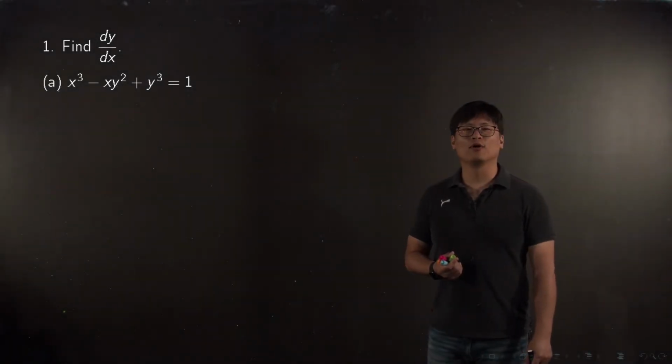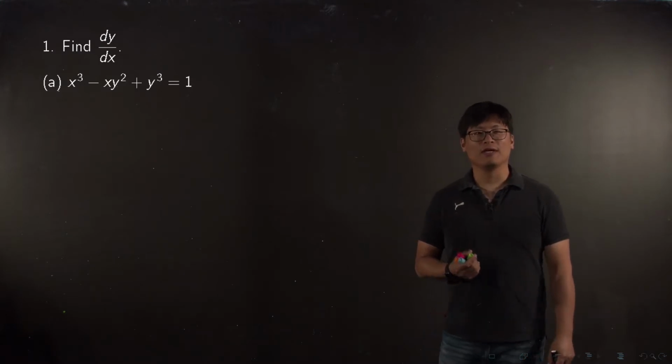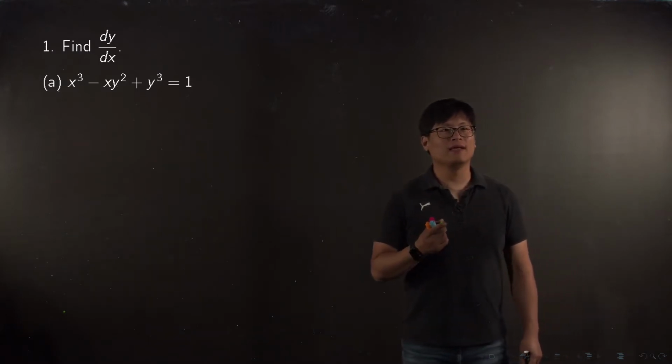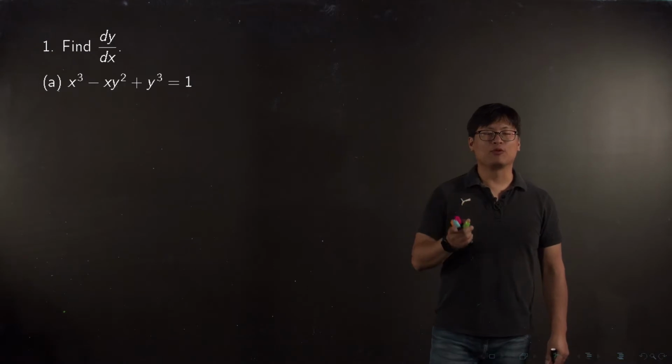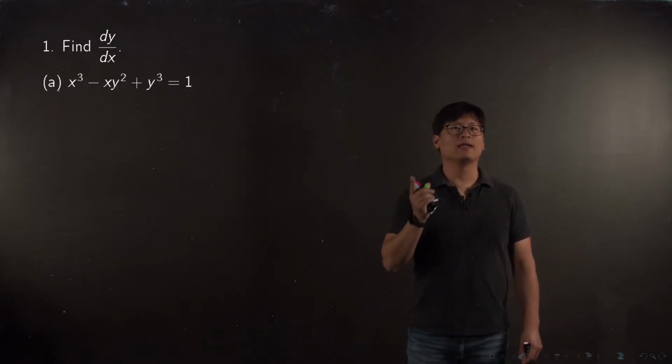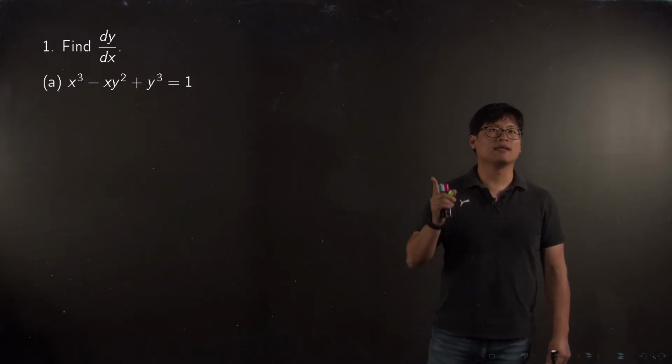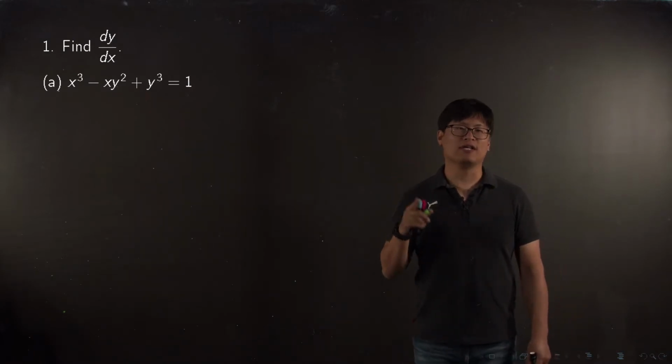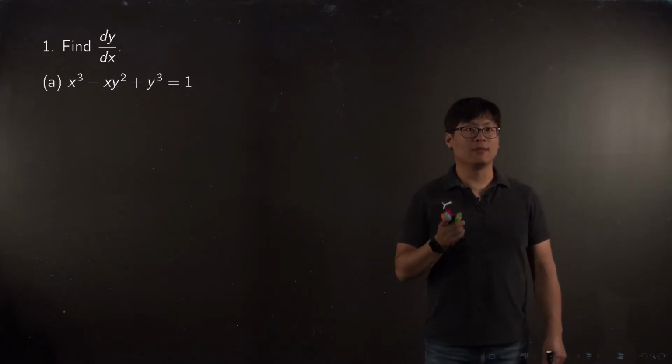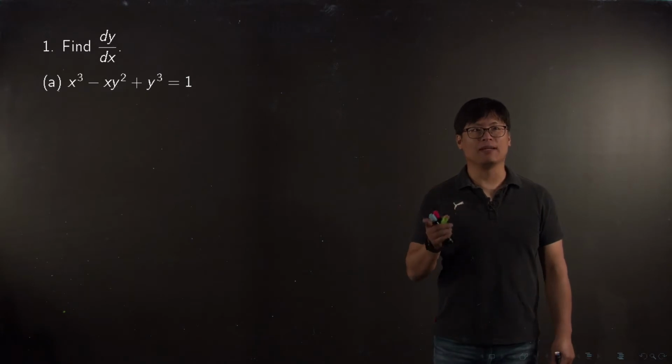Okay, today we're going to talk about implicit differentiation. For here, basically, you have to remember the difference between independent variable and dependent variable. Look at your notation, dy over dx. That means y is the dependent variable and x is the independent variable.